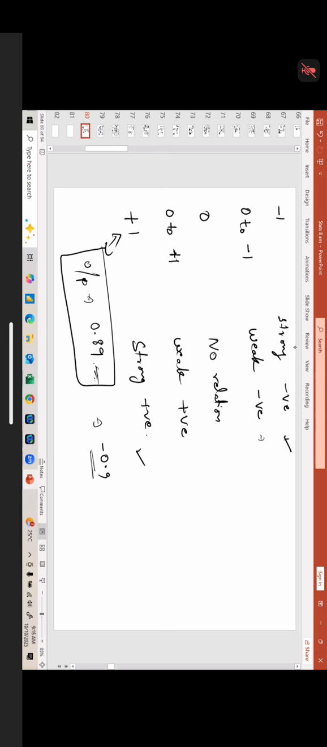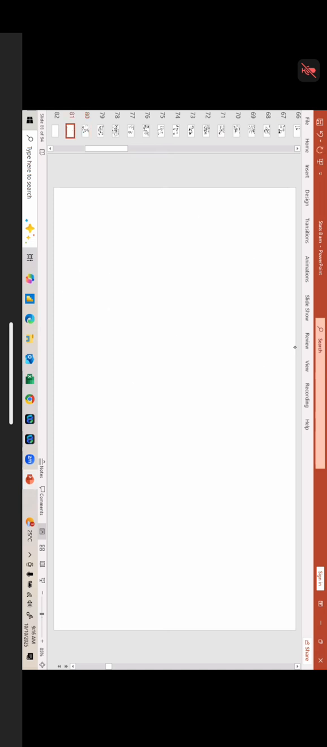So this is covariance and correlation. By this, we are done with descriptive statistics. And on Monday, we'll start with probability.